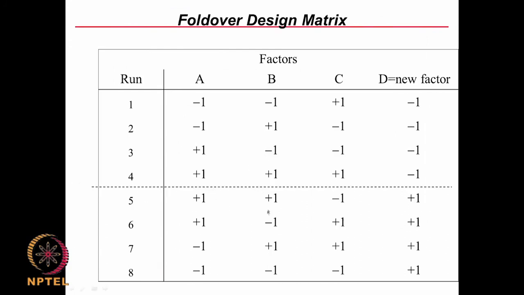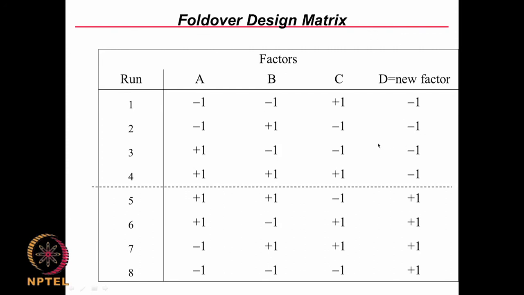You can see, I can fold it and it will be exactly like a mirror image: this minus, this minus, this minus, this minus, plus, this plus, this plus, okay. So, that is why it is called a fold over design. A, B, C you have, and then D is a new variable you are adding. If you look at only the A, B, C portion, it is exactly foldable; if you fold this line, it is like a mirror image, right. That is why it is called a fold over design. Then you are adding a new parameter called D, okay.